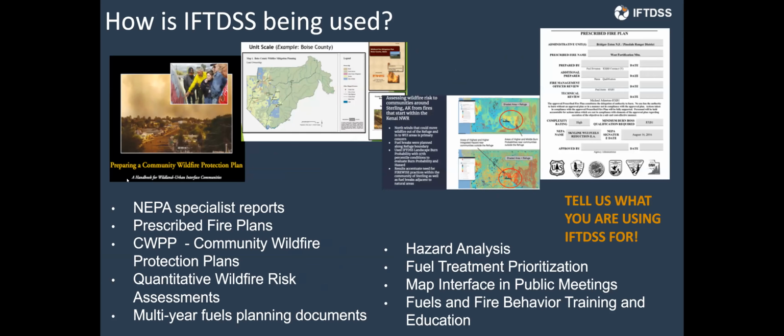So how is IFTDSS being used? IFTDSS is currently being leveraged by the user base in a variety of ways. Fuel specialists involved in NEPA planning are using the reports IFTDSS produces in analysis and planning. We know of prescribed fire practitioners using model outputs and landscape summary reports in burn plans, and others are using the application to help prioritize fuel treatment areas, and some have used the quantitative wildfire risk assessment module to assess risk across management units. And this is just to name a few.